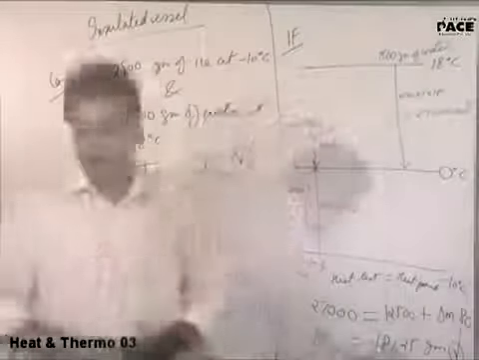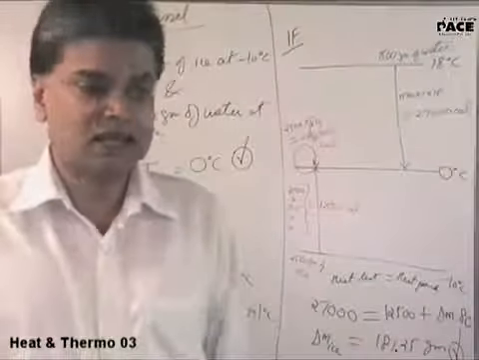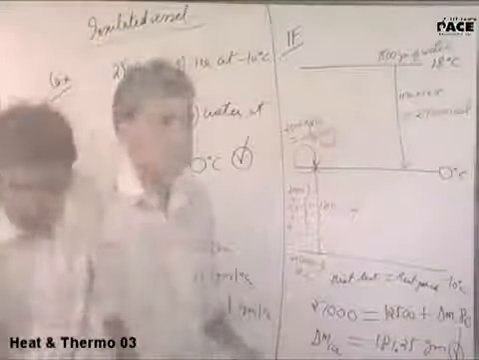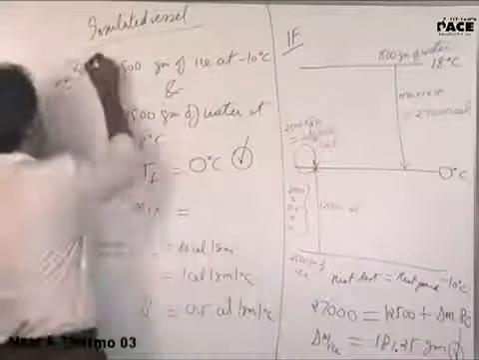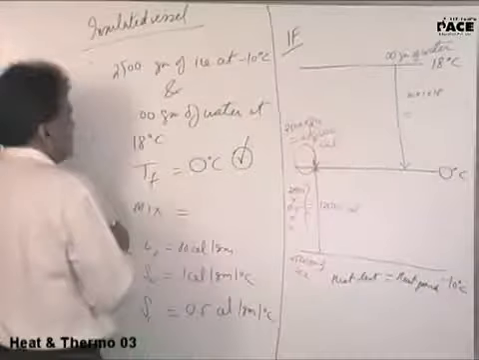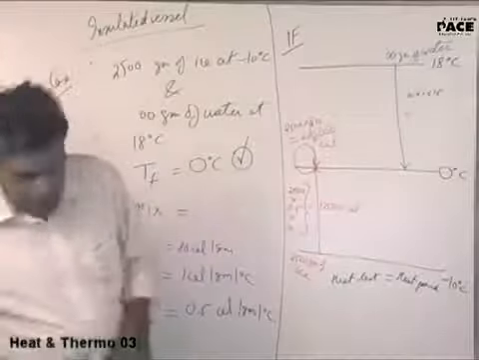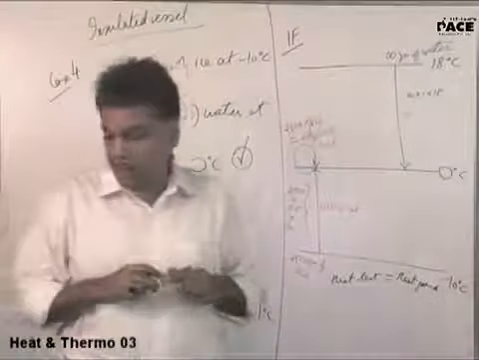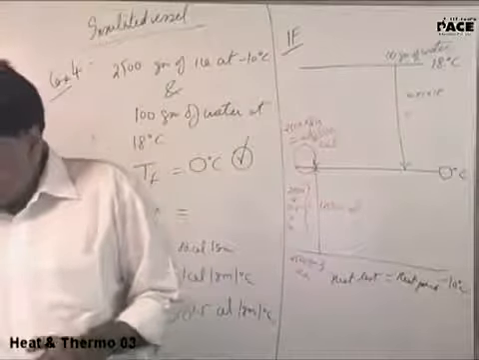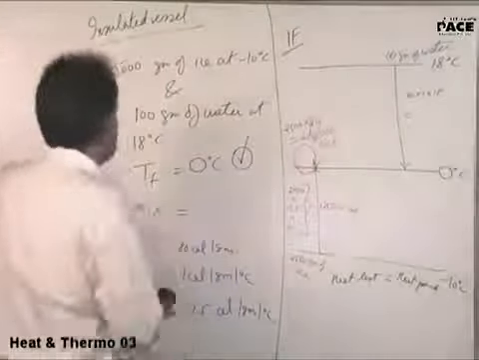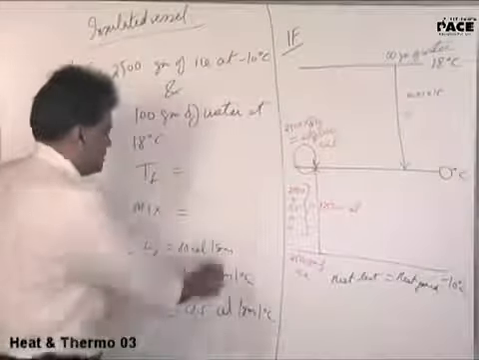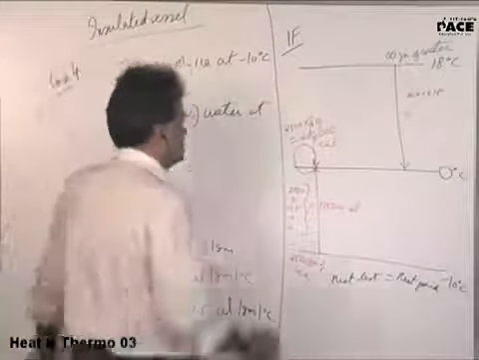That's all. I'll just do one more case, the last case in this, so that we are clear on all different possibilities here. The one you were doing just now was case 3. One more to go, case 4. Case 4 contains 100 gram of water, that's the change: 2500 gram of ice at minus 10, 100 gram of water at 18. What is the temperature of the mixture and the composition of the mixture? This is what you want to find out.